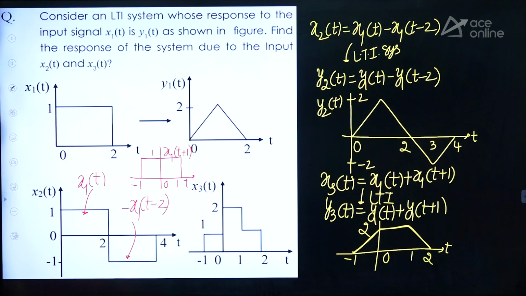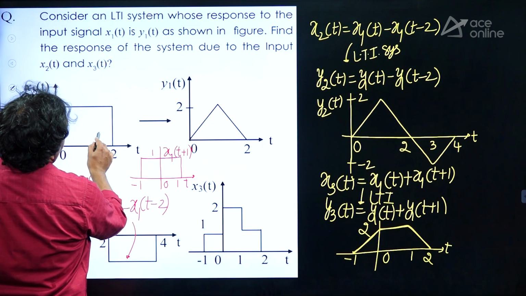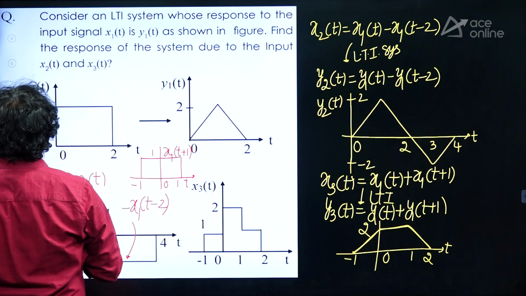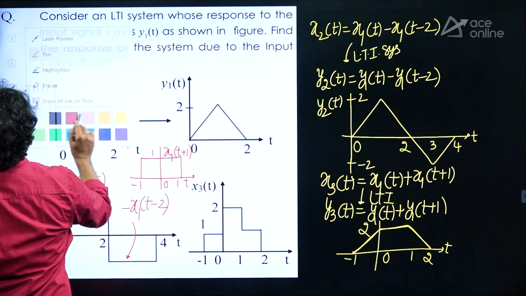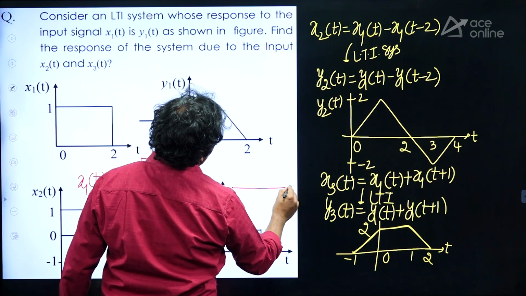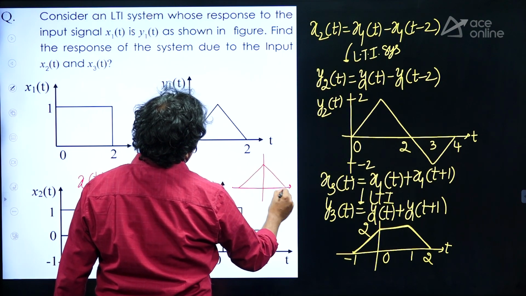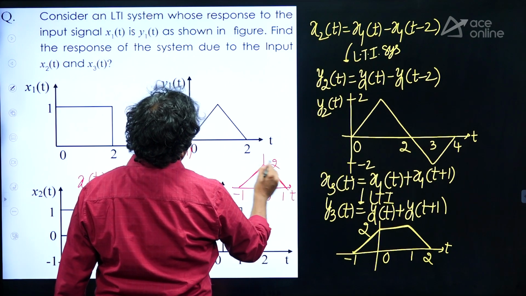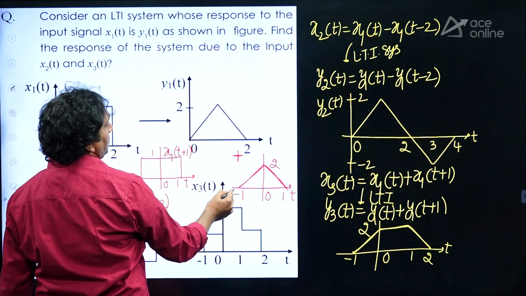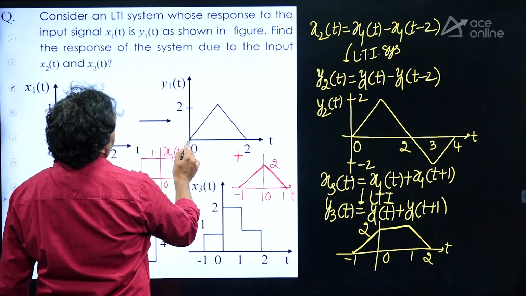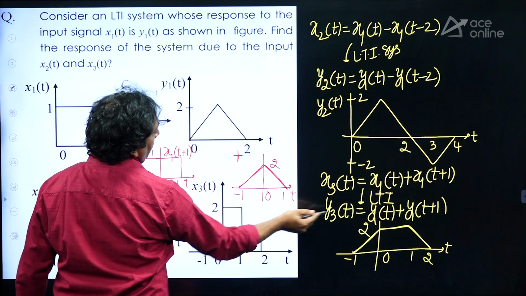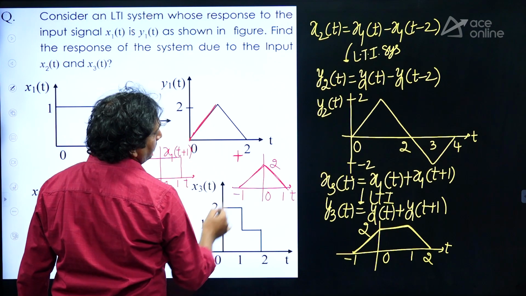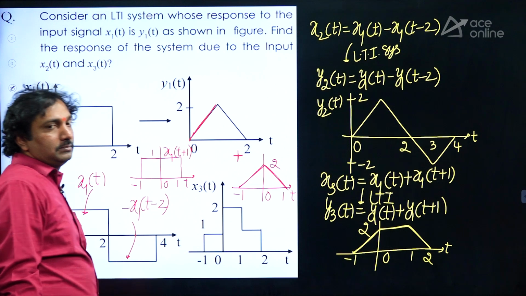If I am adding this function and this function, I am getting x3(t), that is y1(t) added to y1(t+1). What is the y1(t+1) graph? The original triangle left shifted by 1 unit. Simply add them. The minus 1 to 0 ramp segment stays as it is. From 0 to 1, a positive ramp added to a negative ramp becomes constant. From 1 to 2 it remains the same. Trapezium.